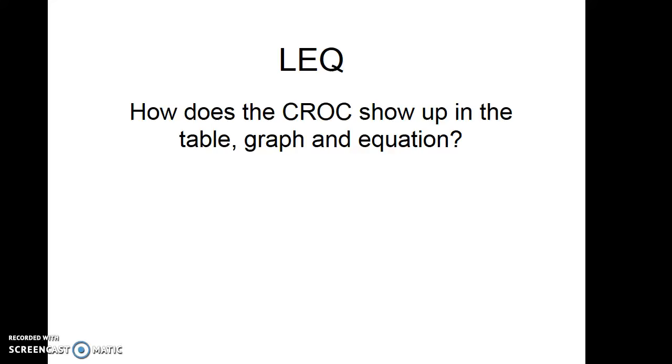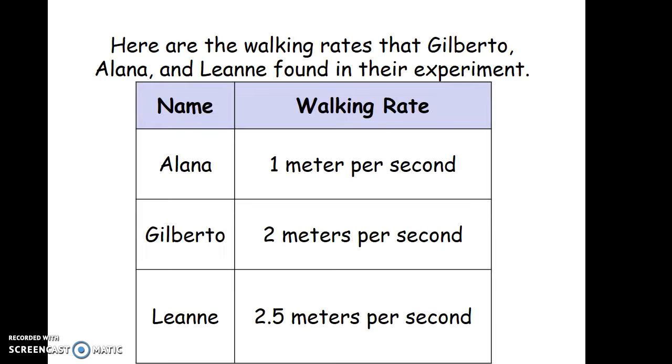Hi, this video is on Moving Straight Ahead, problem 1.2, and we're talking about walking rates and linear relationships. Our LAQ is, how does the constant rate of change show up in the table, graph, and equation? So we're going to be making tables, graphs, and equations, and we'll be observing the constant rate of change.